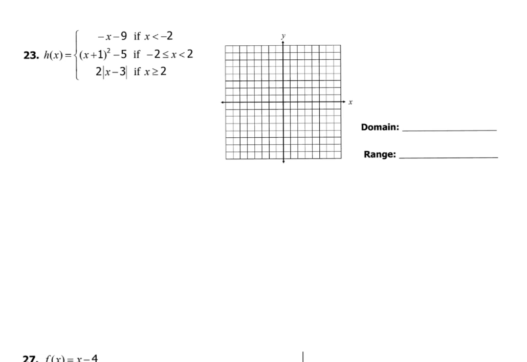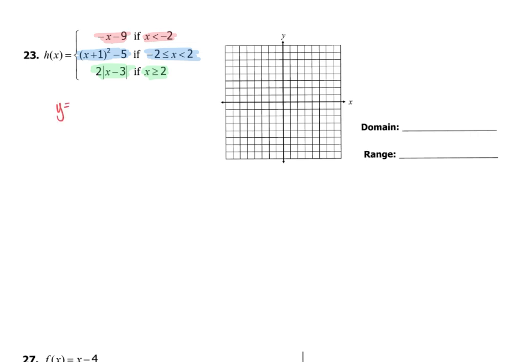Okay, on number 23, we have 3 different equations that we're going to graph pieces of. So we're going to have 2 walls and lines in 3 different sections. So notice we have h of x is equal to negative x minus 9 if the x's we're using are less than negative 2. That's a linear equation. That's going to be a diagonal line. Then we have (x plus 1) squared minus 5. This is going to be in our middle section, for the x's that are between negative 2 and positive 2. And then we have 2 times the absolute value of x minus 3. That's going to be absolute value, or v-shaped, for the x's that are greater than or equal to 2. So we've got 3 different tables we're working with.